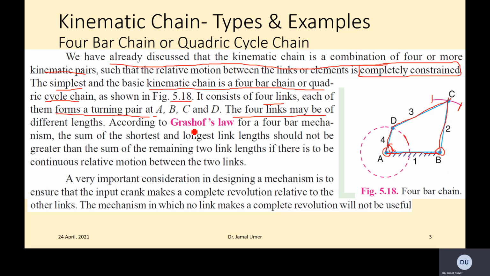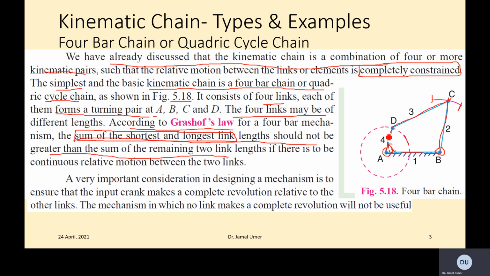And then according to Grashof's law, for a 4-bar mechanism, the sum of the shortest and longest link lengths should not be greater than the sum of the remaining 2 links. We have done some good examples from Grashof's law, which was very simple. You need to find the sum of the shortest and longest link lengths.